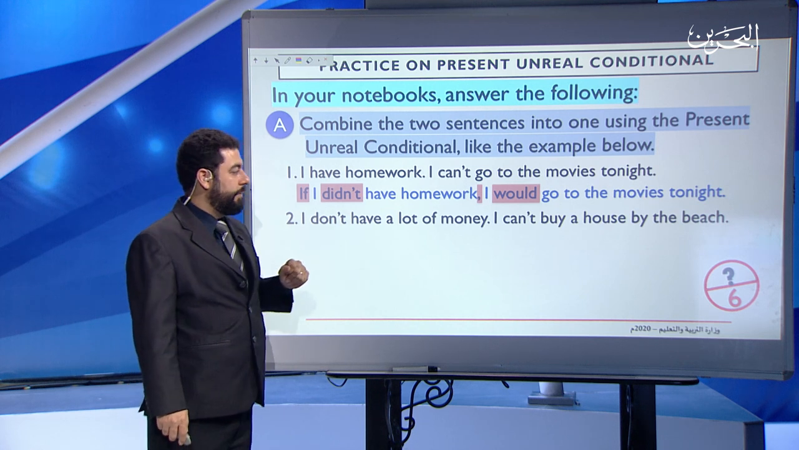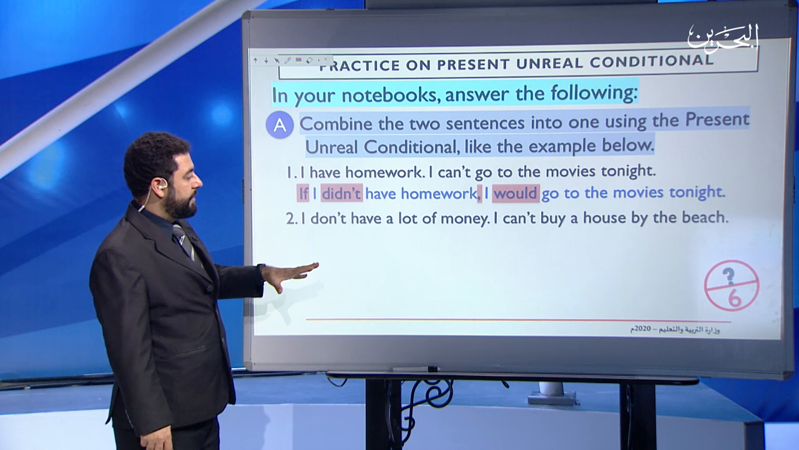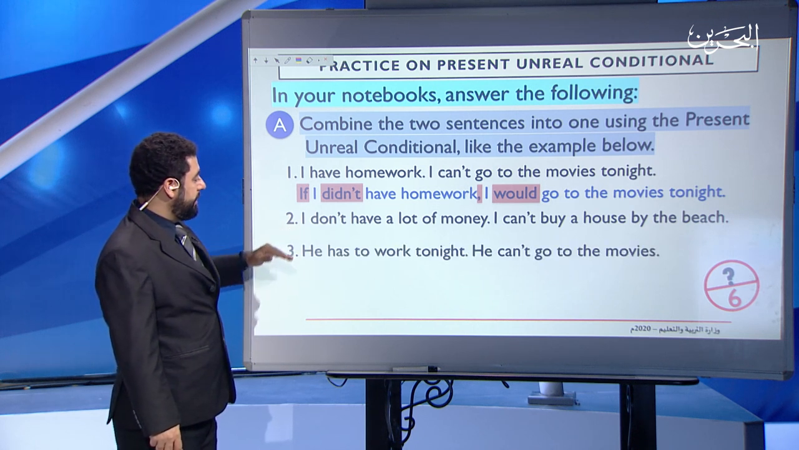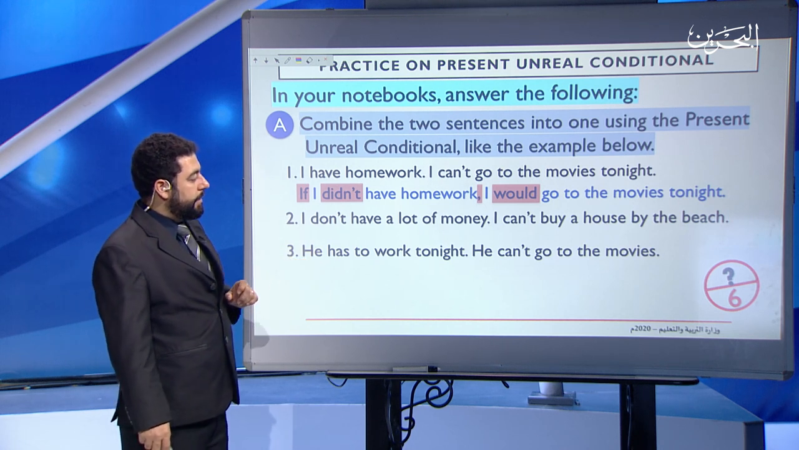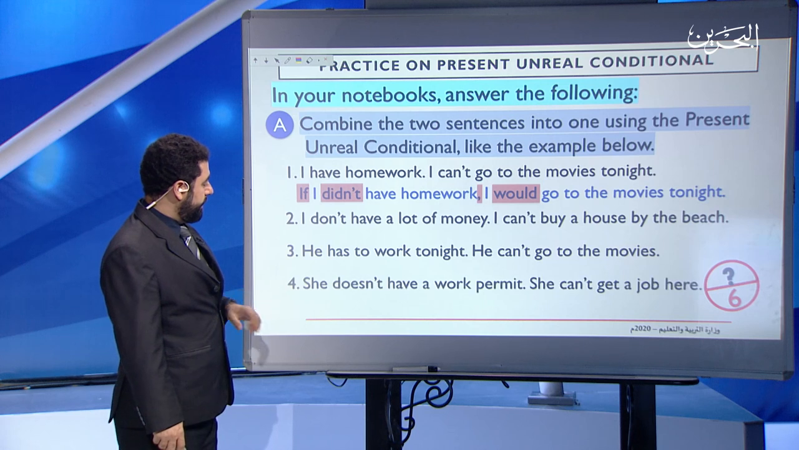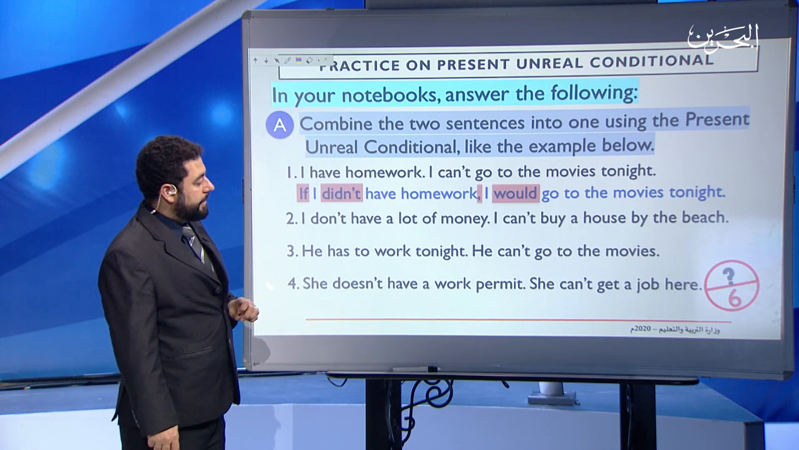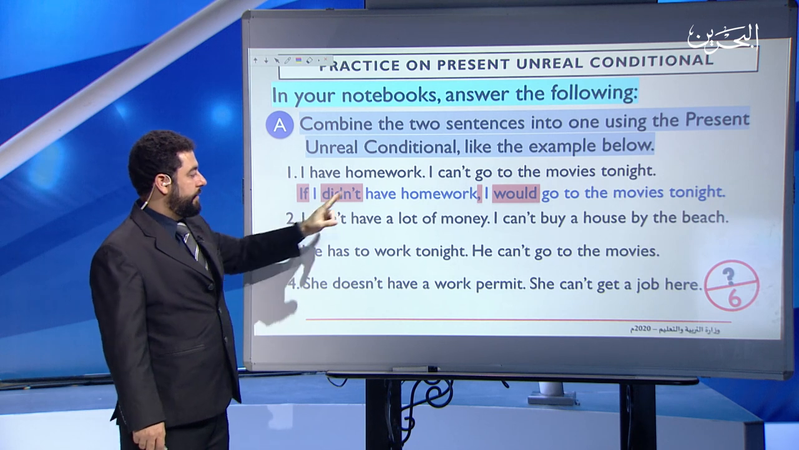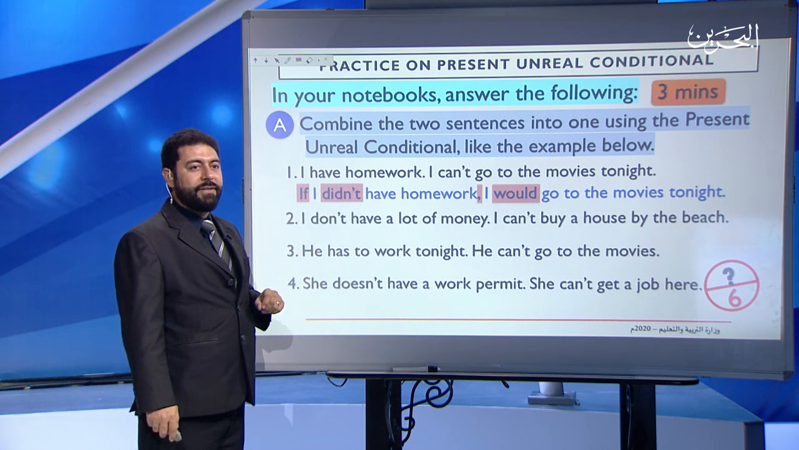Okay, now we have a different one. The question, I don't have a lot of money, full stop. I can't buy a house by the beach. You have to do this. Plus, he has to work tonight, full stop. He can't go to the movies. Four, she doesn't have a work permit, she can't get a job here. You have to do them by combining these two sentences together using the present and real conditional. And you have 3 minutes.